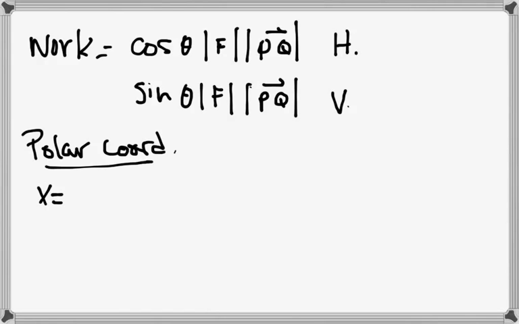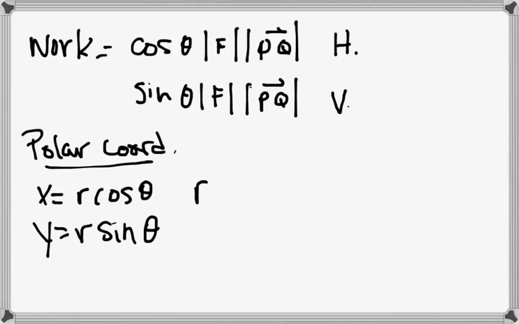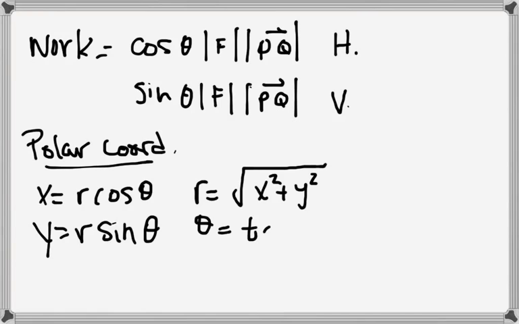What's x equal to? r cosine theta. What's y equal to? r sine theta. Good. What is r? The square root of x squared plus y squared. What's theta? Tan inverse of y over x. So, funny enough, these formulas are no different than what we've been working with in the previous sections. There are no new formulas to memorize. You will need to know these tomorrow.